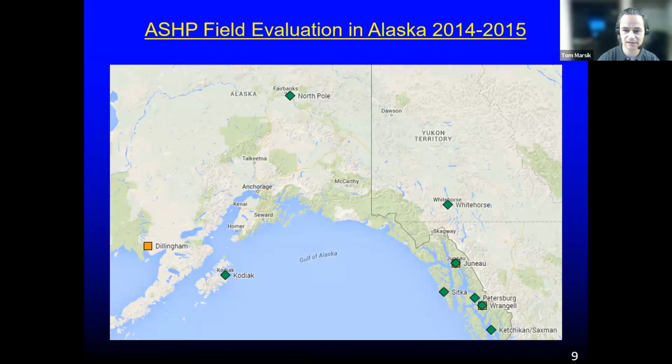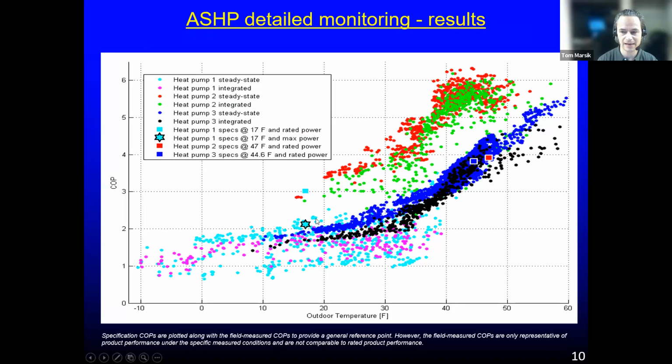We did a study in 2014 to 2015, in a number of communities in Alaska. Here you can see the dots of the communities where we studied heat pumps, and the communities with the orange squares, Dillingham, Juneau, and Wrangell, are where we studied heat pumps in greater detail. That's where we did very detailed monitoring of those heat pumps compared to the other communities. And here are the results from those very detailed studies in those three communities.